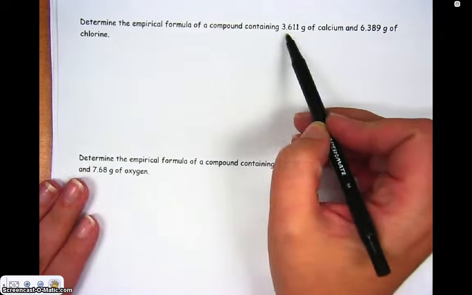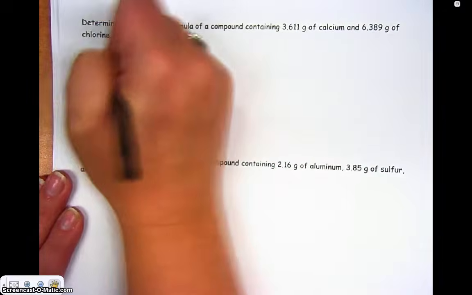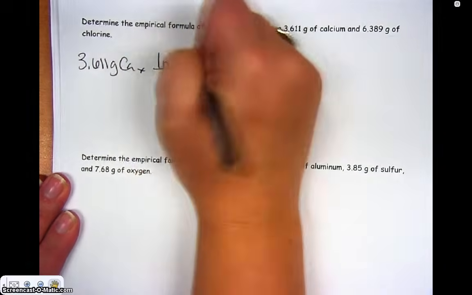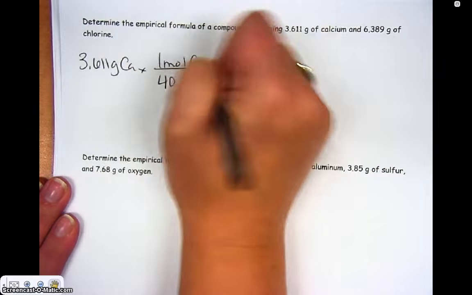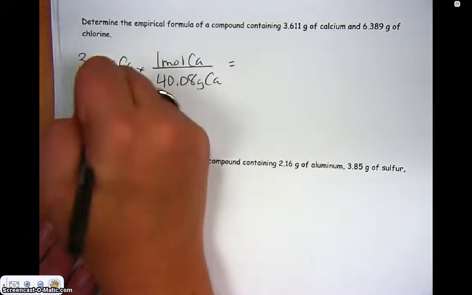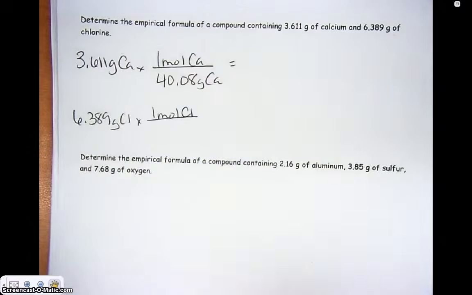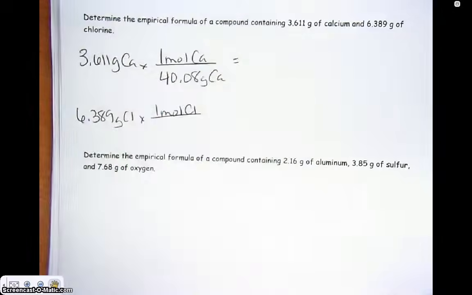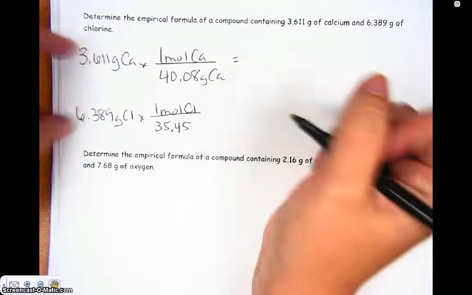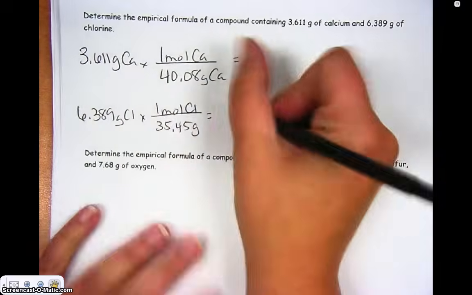So what we do is we first convert each of these values into moles just by using the periodic table. I'm going to take 3.66 grams of calcium, and 1 mole of calcium is 40.08 grams of calcium. And then for chlorine, I have 6.389 grams of chlorine, and 1 mole of chlorine, if we look on the periodic table, is 35.45. Even though chlorine is a Brinkelhoff, we're talking about chlorine being in a compound, so we're not going to double it. That's only when chlorine is by itself.